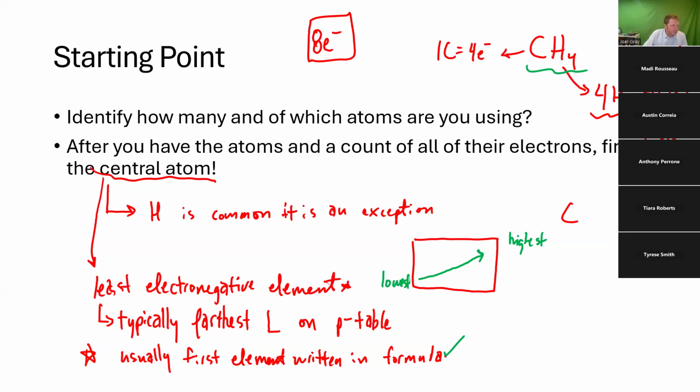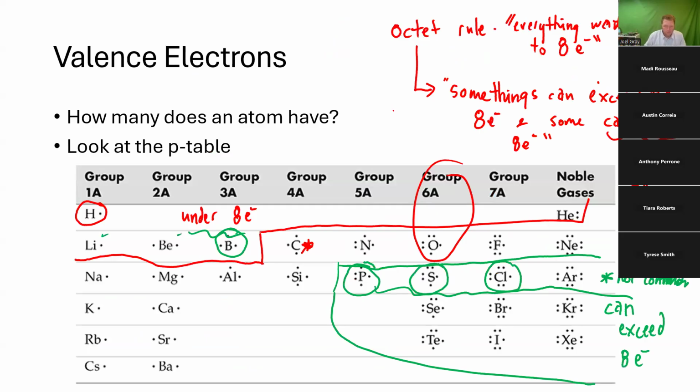So our first element is going to be our central element more times than not. Our first element in the formula is going to be our typical one. Alternatively, look at what's farthest left on the periodic table. Between sulfur and fluorine, see, sulfur is farther left. Does it matter that it's lower? It doesn't. It's farther left on the periodic table.